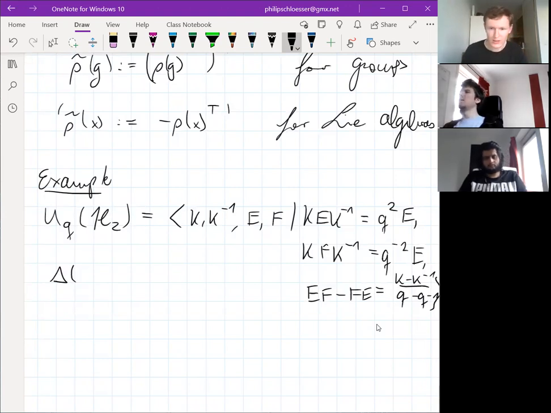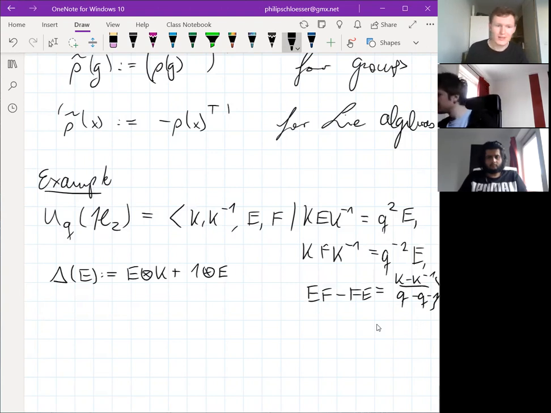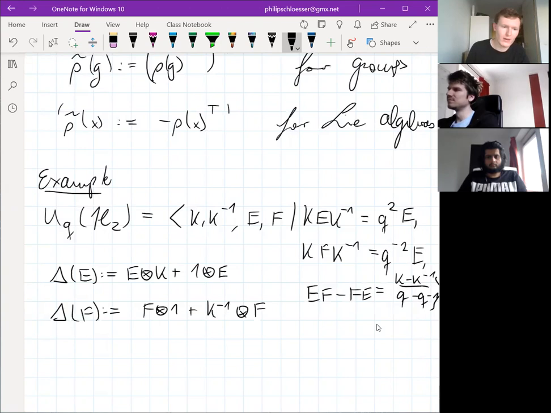And then we can define delta of E to be E tensor K plus 1 tensor E. Note that this thing is not symmetric. Similarly, delta of F is F tensor 1 plus K inverse tensor F. Delta of K is just K tensor K.